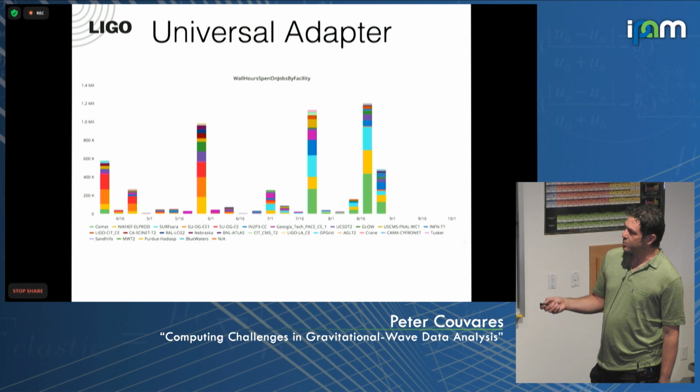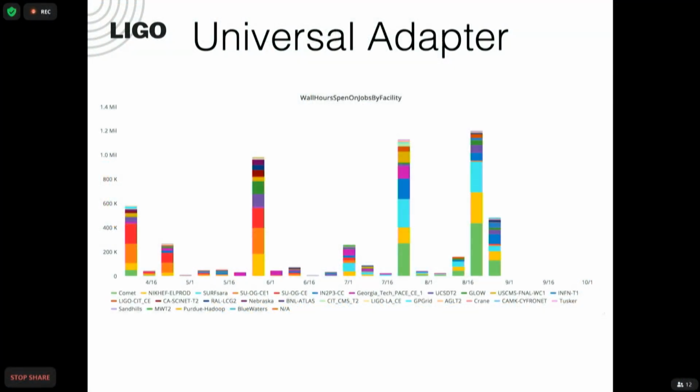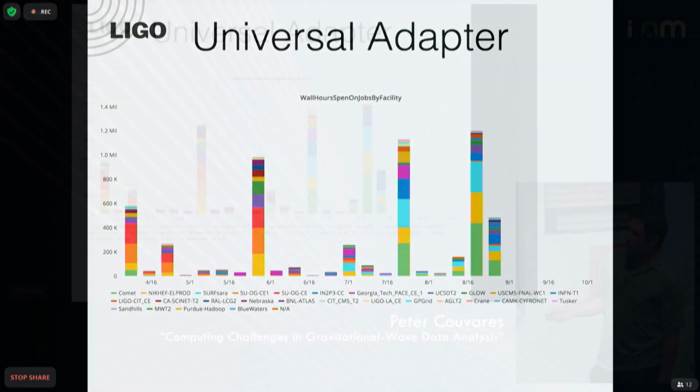So when I say it's a universal adapter to lots of different computing resources, this is just a selection of 6 months. This is even 4 or 5 years ago, but it gives you a sense of the diversity. Each one of these colors is a different cluster. None of these clusters are ours. These are all somebody else's clusters. They're all different. And over this period, this was our usage of them.